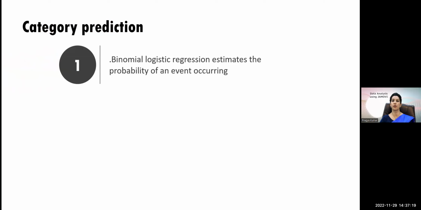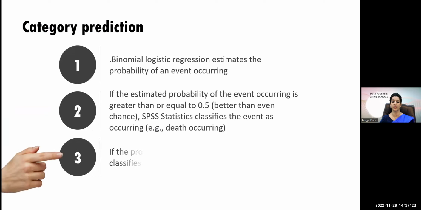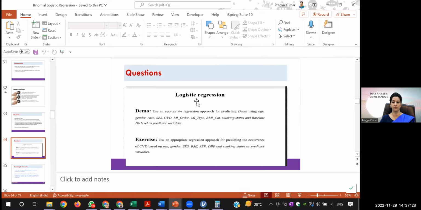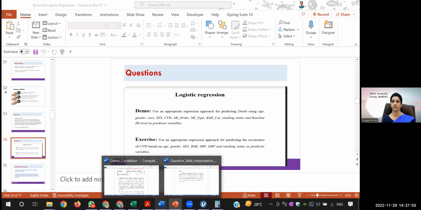So this binomial logistic regression estimates the probability of an event occurring. This we have discussed, the 0.5 cutoff. So now coming to the exercise. Any question up till this point? Then we'll go to the demo. No question?